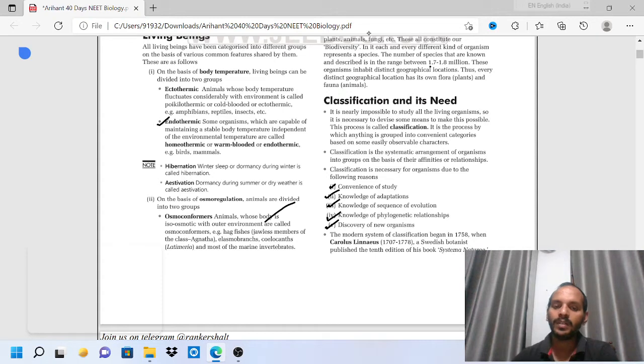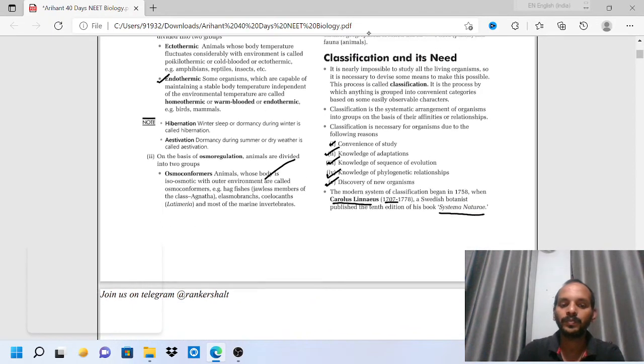Carolus Linnaeus is a very famous scientist. Binomial nomenclature was given by Carolus Linnaeus in his book Systema Naturae. It is very important.